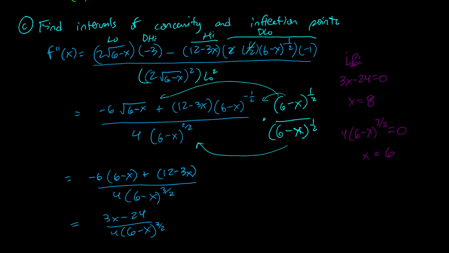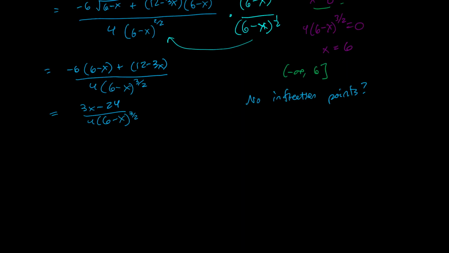And this is actually unusual, right? Because remember, my domain was negative infinity to 6, and I have an inflection point at 8, so that's not even possible. All right, so here I actually have no inflection points. Does that mean my concavity is undefined? Not at all. We can still determine concavity by setting up a number line, all right? And we have no inflection point. We're ending at 6 here.